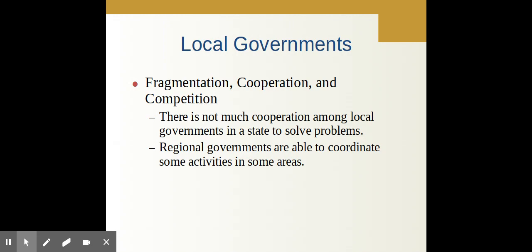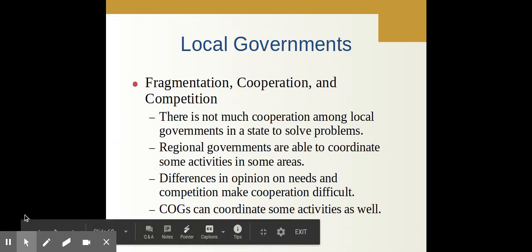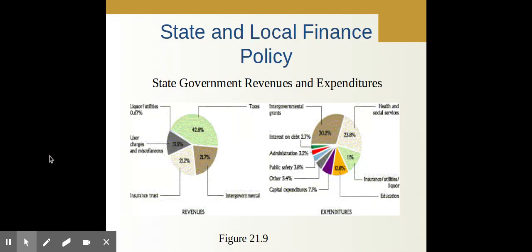Regional governments are able to coordinate some activities in some areas, but that's rare. Difference in opinion on needs and competition make cooperation difficult. COGs can coordinate some activities as well. And these COGs, or councils of government, can help resolve problems, but the real difficulty is setting them up in the first place.